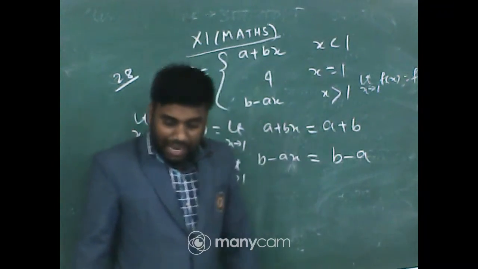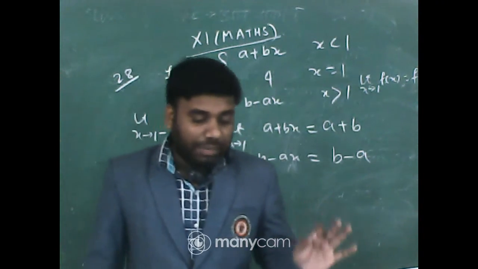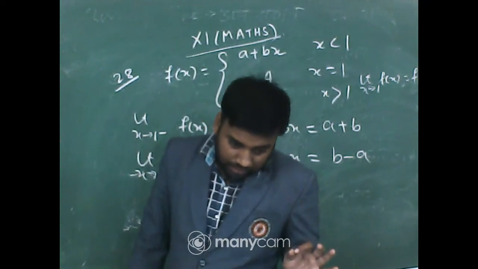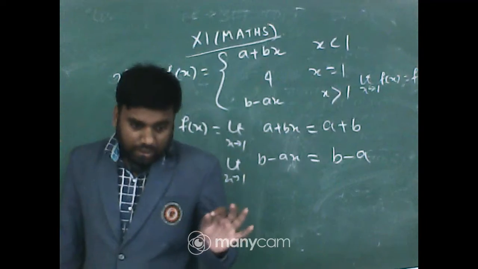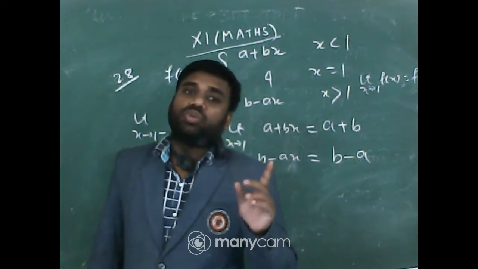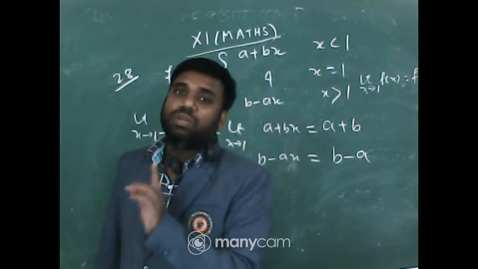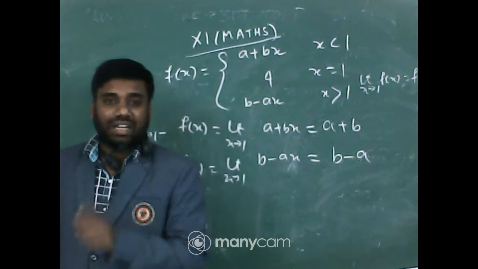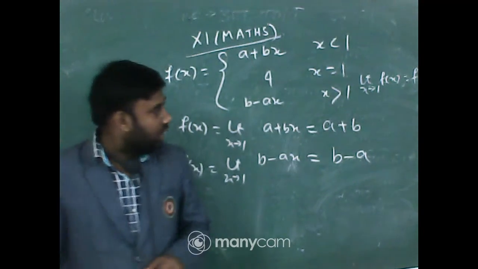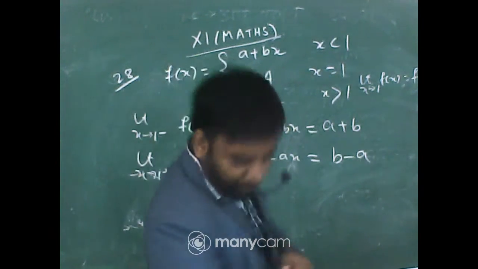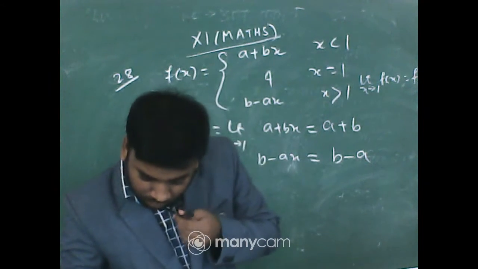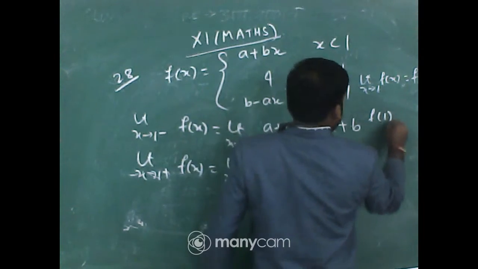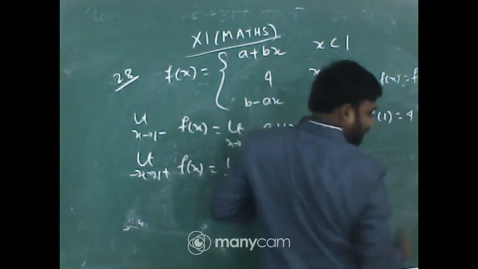It is also given that limit x tends to 1 plus fx equals limit x tends to 1 minus fx equals limit x tends to 1 fx equals f1. So what will be f1? At x equal to 1, that is 4.